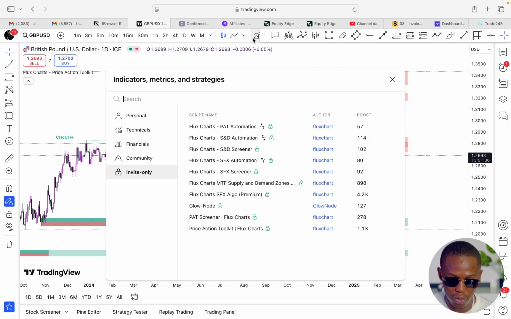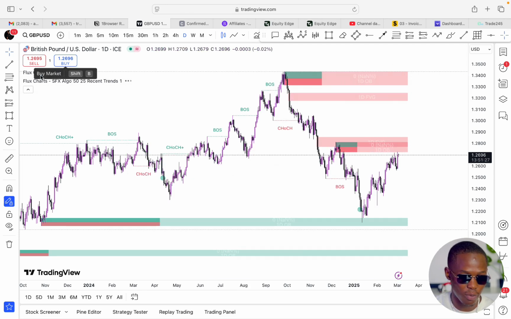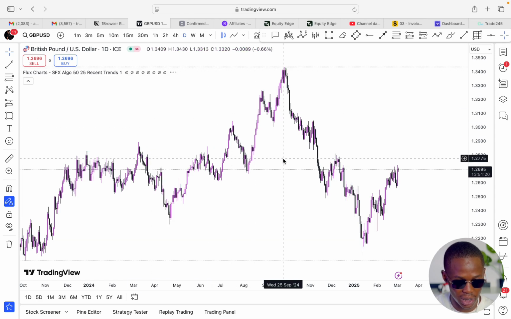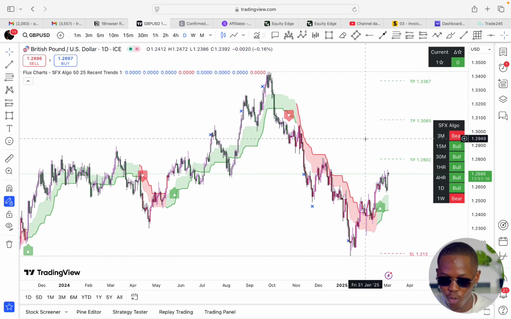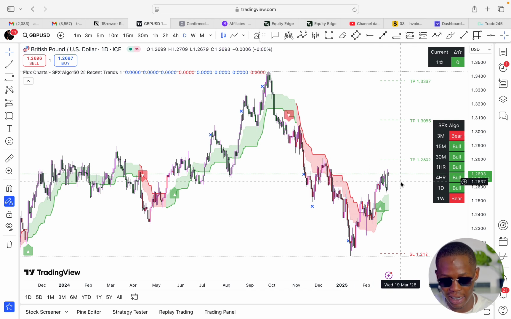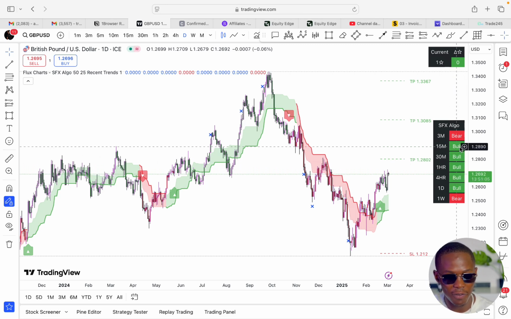So let's look at what the Flux SFX algo has to say about all of that. I think with the algo, with this current one, let's remove the price action toolkit and just focus on the algo. Yeah. So with this one thing I liked, it tells you from a weekly, what are we seeing? From a daily, what are we seeing? From a 4 hour, 1 hour, 30 minutes, and 15 minutes.